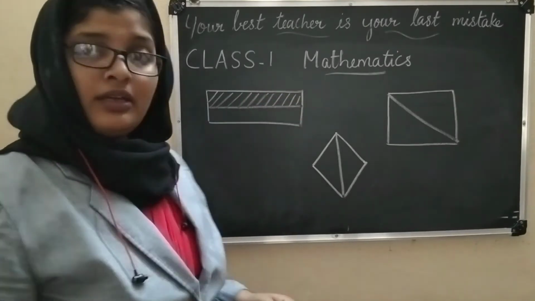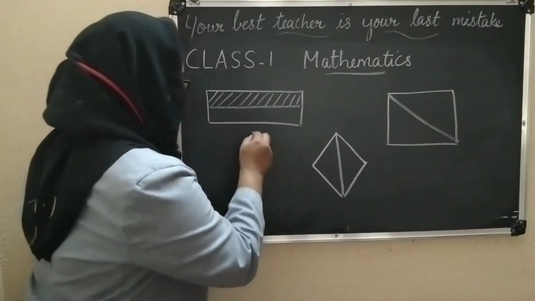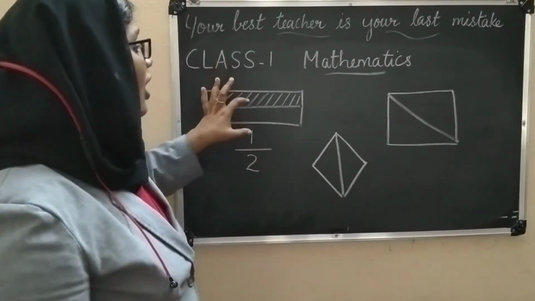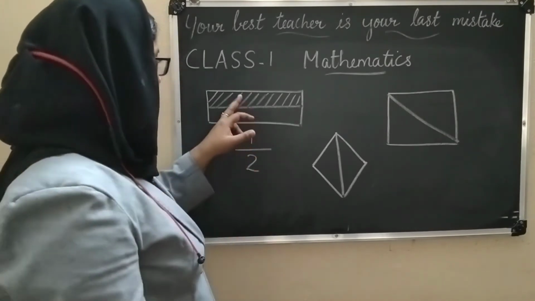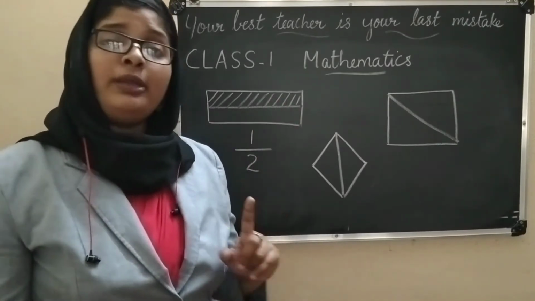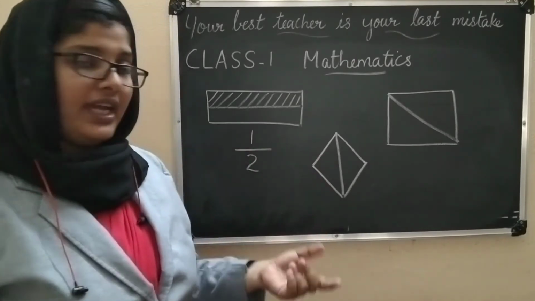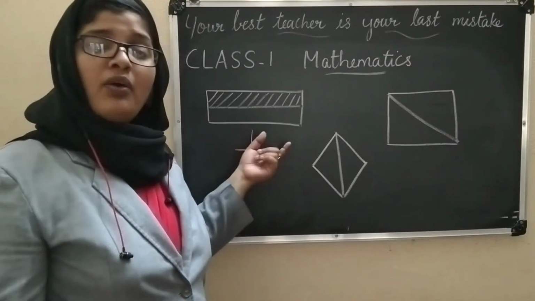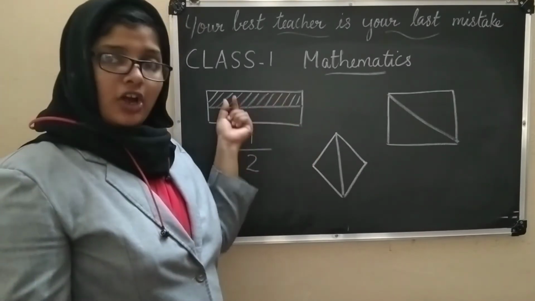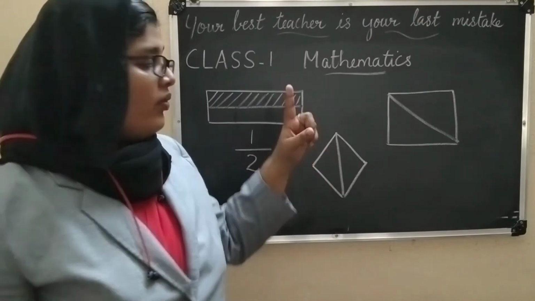Then we need to write the fraction for the shaded part. So how will we write? Yes, 1 by 2. So how do we get this 1 by 2? Total how many parts are there? Count 1, 2. That 2 is written down. Then, how many parts are shaded? One part is shaded, so we write that one here. This is half, we already studied that. But we need to know how we get this half. We need to find the total number of parts. Two parts are there, that we write here. Then we write how many portions are shaded. One portion, that is written here.